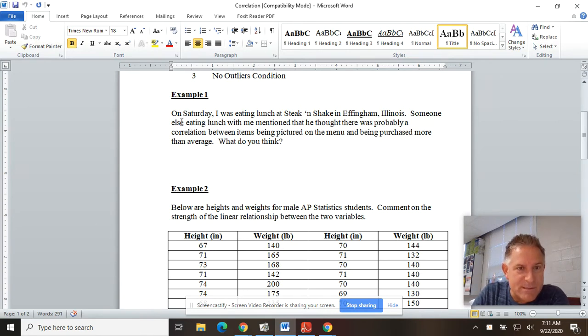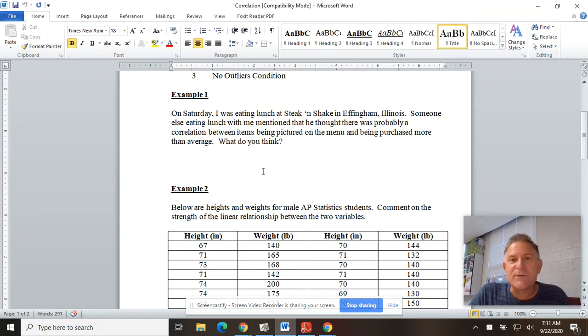and somebody else eating lunch with me mentioned he thought there was a correlation between items on the menu being pictured and being bought more than average. Steak and Shake's menu has some pictures of good looking food. And he said, I bet people buy the ones that are in the pictures more. I bet there's a correlation. He used the word correlation. It was really kind of freaky because we were about to start the unit and he was in my class.